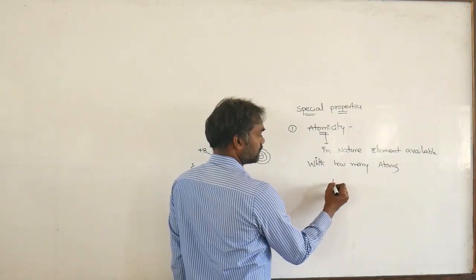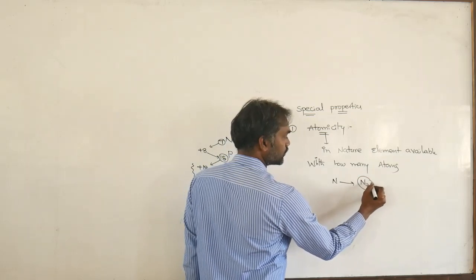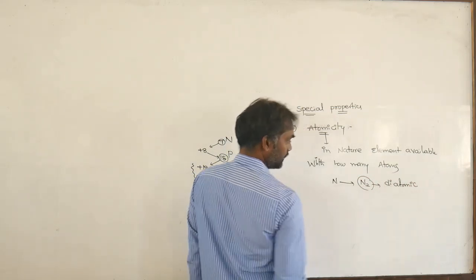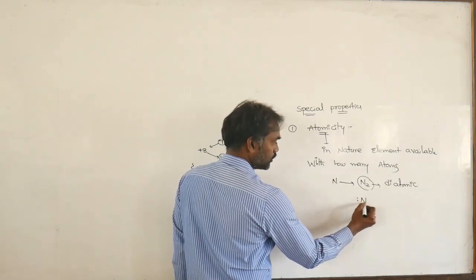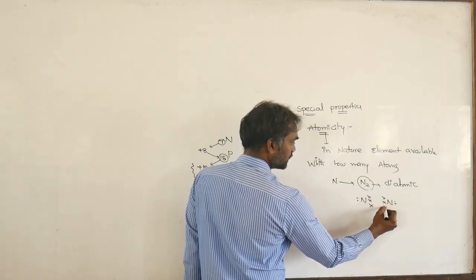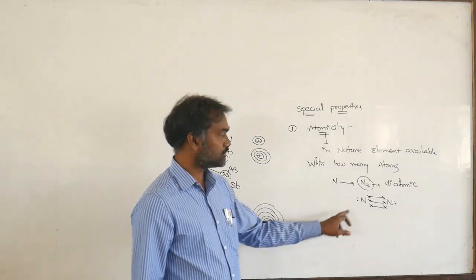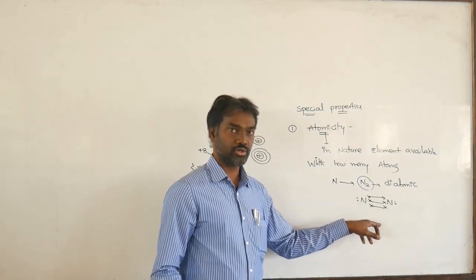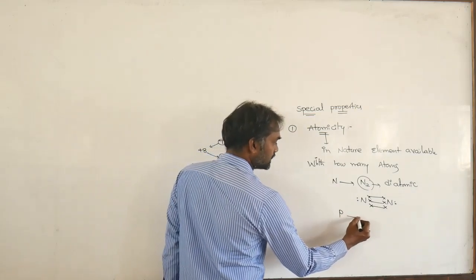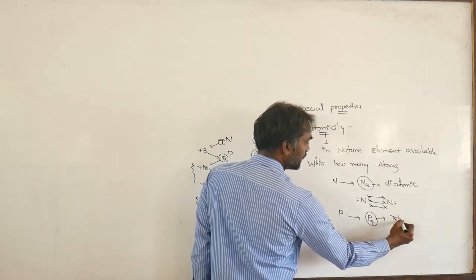Here, nitrogen is available as N2, so it is diatomic. Nitrogen has one lone pair and 3 single electrons, and another nitrogen has one lone pair and 3 single electrons, and these combine. So the bond order between the two nitrogens is 3, which your MOT also shows. Suppose you take phosphorus. In nature, phosphorus is available as P4. So this is tetraatomicity.